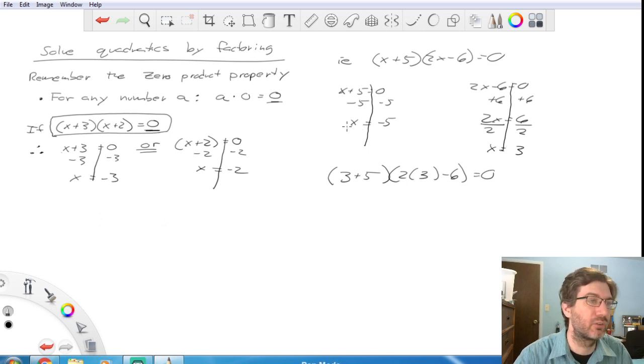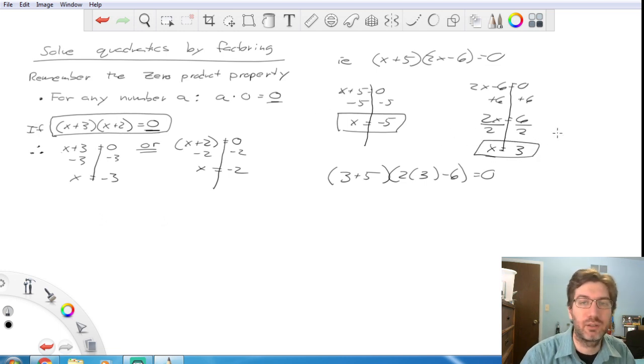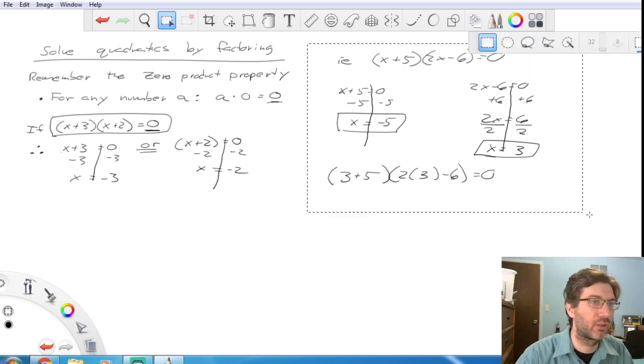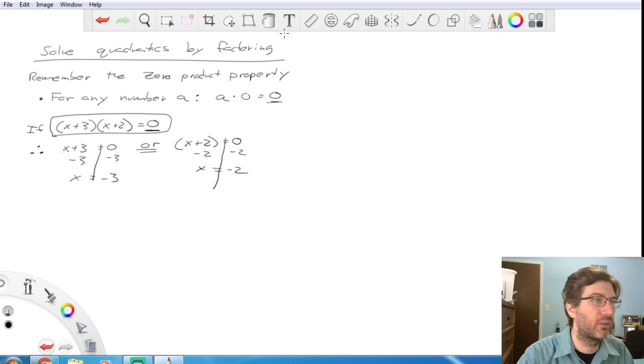So these are your two solutions to this. And again, when it comes to quadratics, you have two solutions. So there's two of them. Give you another example, just so you have it in your notes.